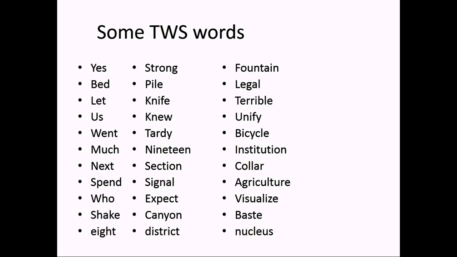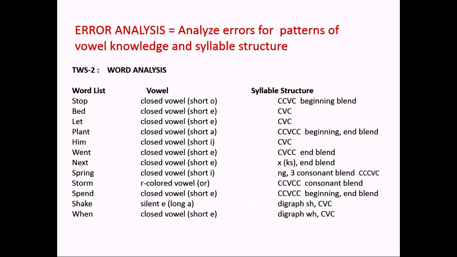These are just examples of TWS words. See irregularly spelled words, words that have some morphemes on them, different kinds of vowel and syllable patterns, silent letters as in knife and new. Which means that you can go back and do an error analysis or look for patterns in the vowels and syllable structure that the child did not know. And that could give you some insight into what you might need to help the child with in spelling.